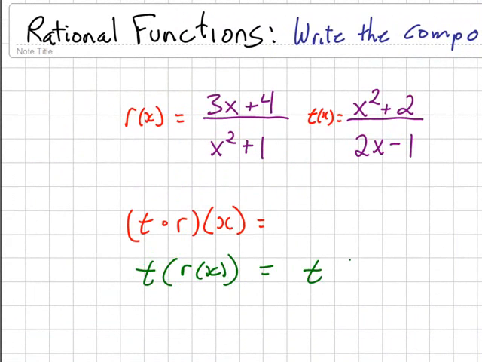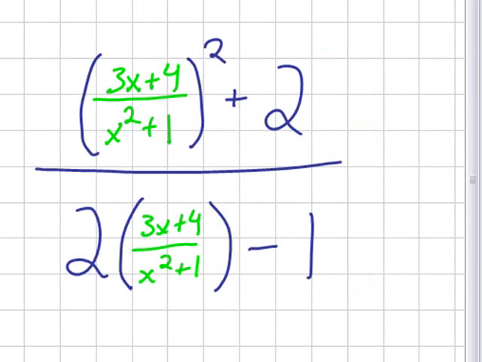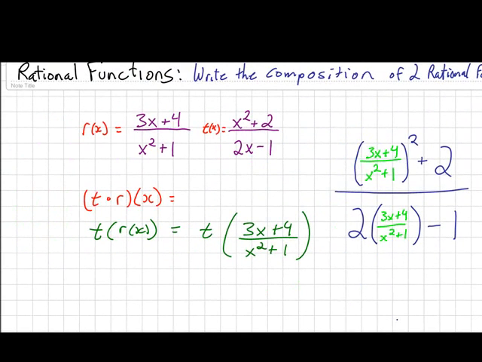So that is the same as taking the r of x, which we know is 3x plus 4 over x squared plus 1. Then we plug it back into the t of x: wherever we see an x, we have to substitute this expression in for that x.